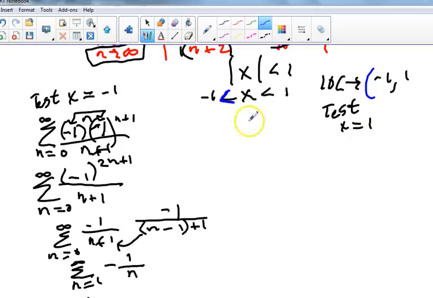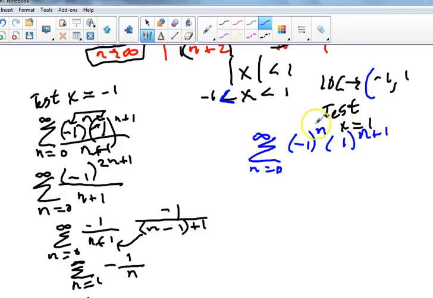My next one, so this is the sum from 0 to infinity, so I'm not changing that, of -1 to the n, x, times 1 to the n plus 1. So we are putting in n plus 1 for this. Actually, I'm not putting in n plus 1. I'm just rewriting it with a 1 instead of an x all over n plus 1.